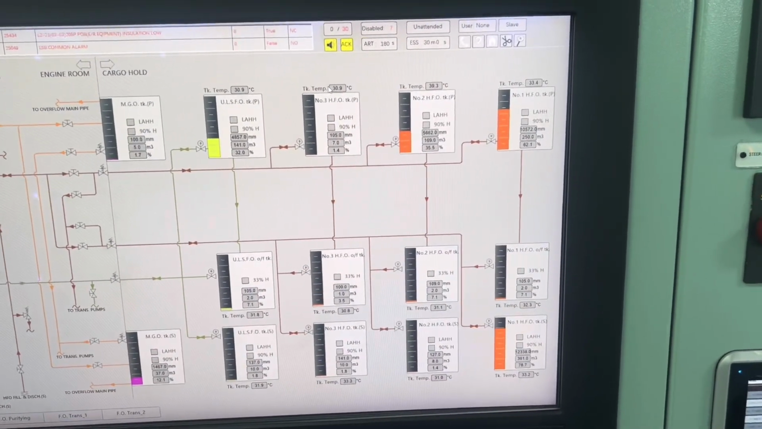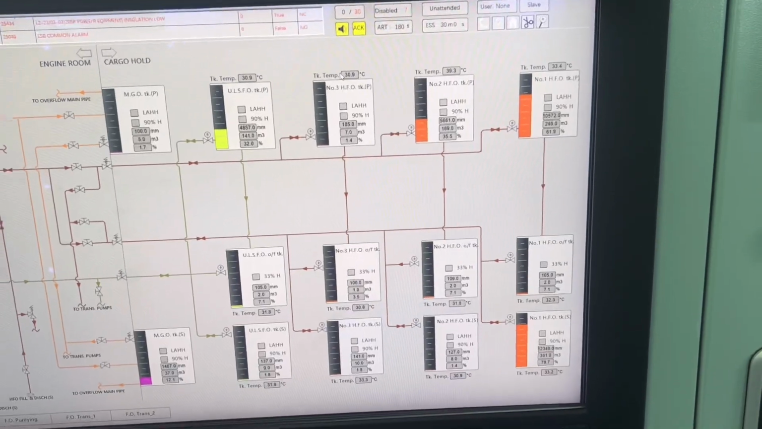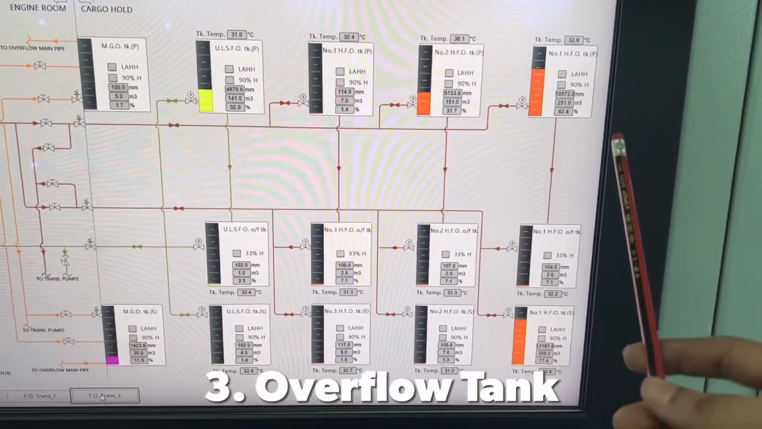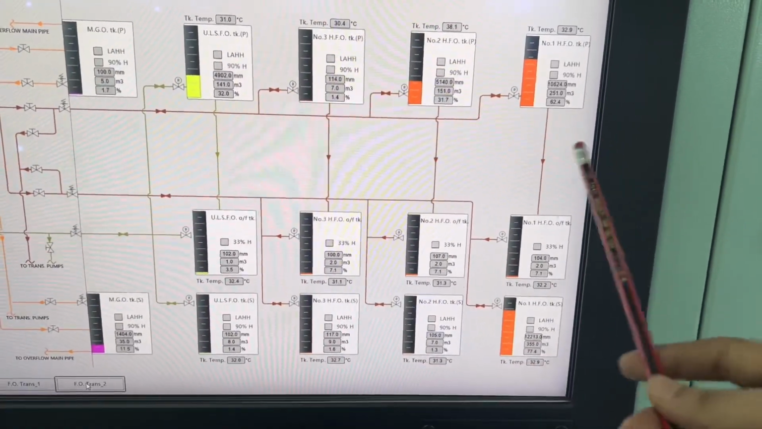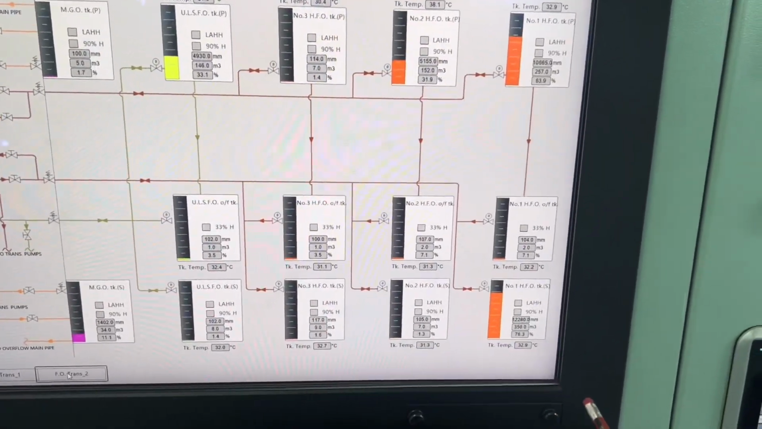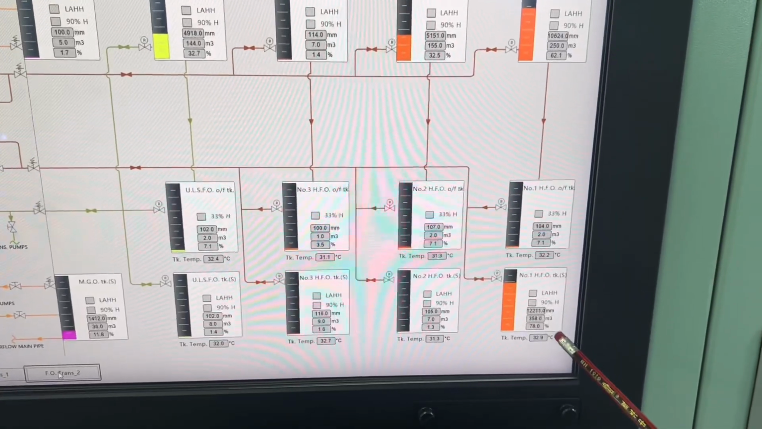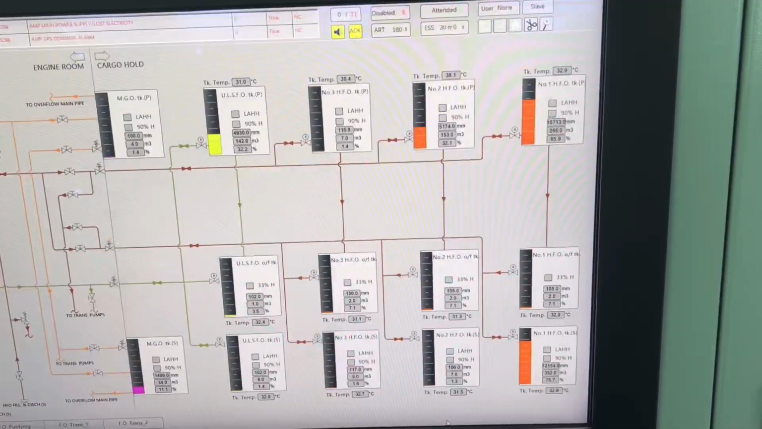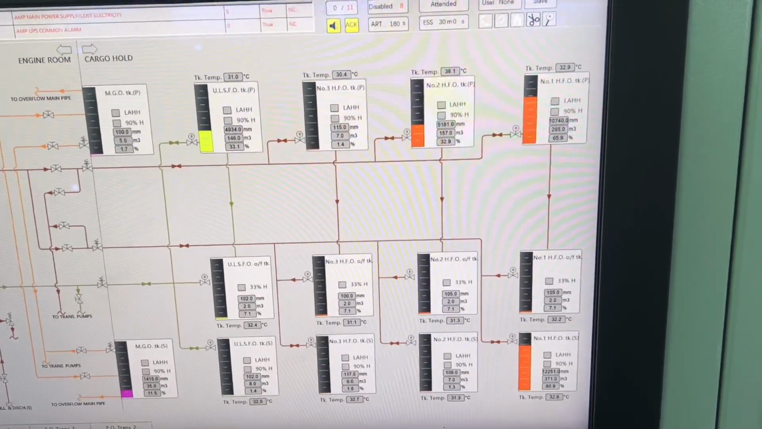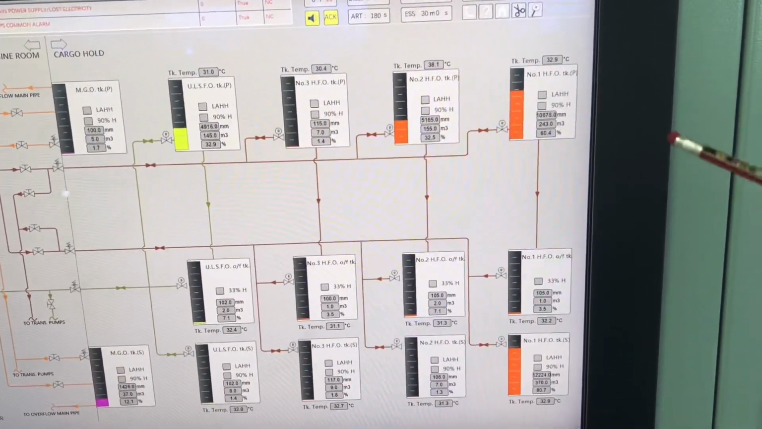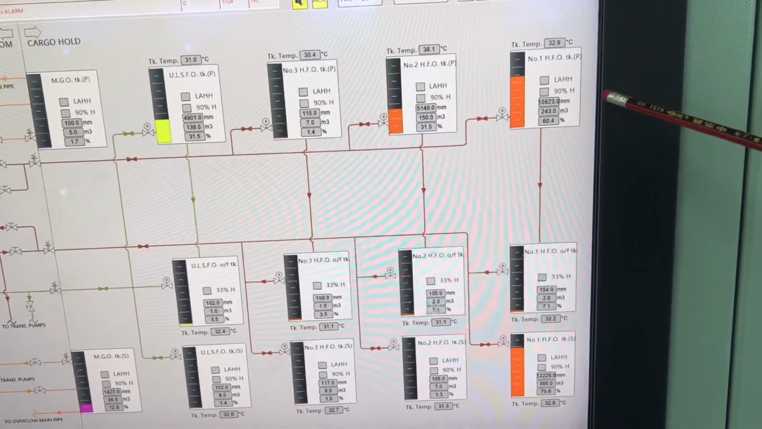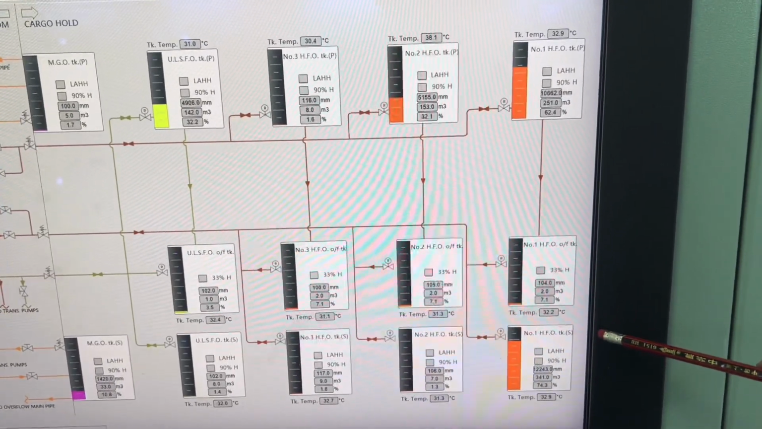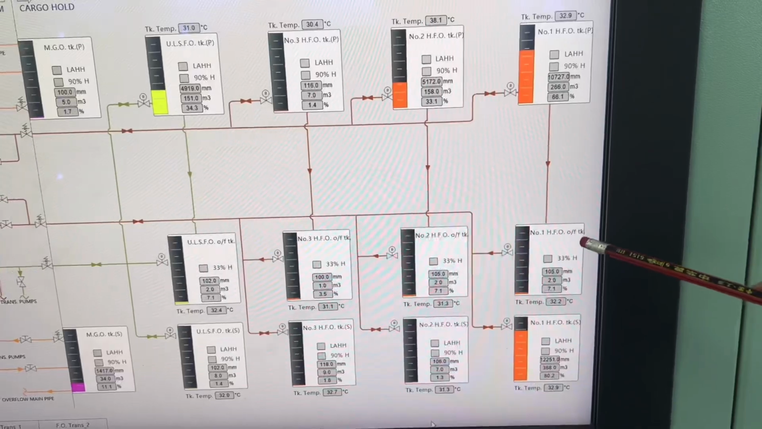Coming to another safety which is associated with the bunker tanks. Here you can see that all of the storage tanks, whether it is a heavy fuel oil storage tank or a low sulfur storage tank, have a common independent overflow tank. So in case, unfortunately, due to any reason, any one of the bunker tanks, which can be port side or starboard side, is overflowed, the oil will go to the overflow tank.